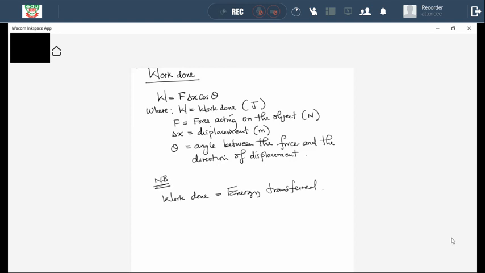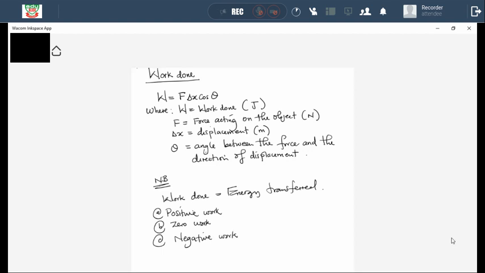So we have three types of work done. We have what we call positive work, and then we have what we call zero work, and then we have what we call negative work done.